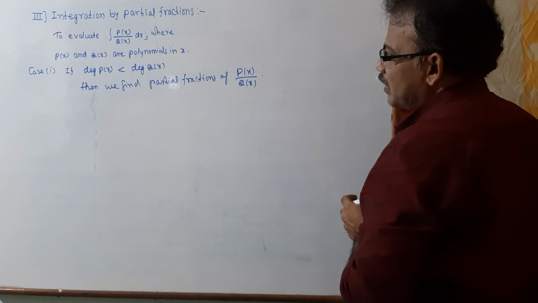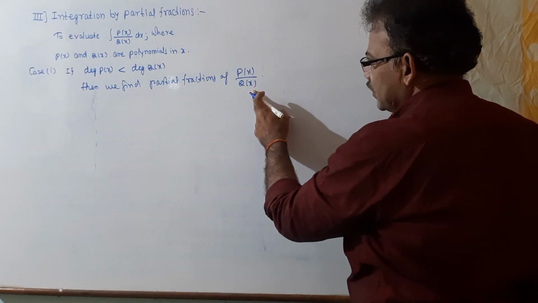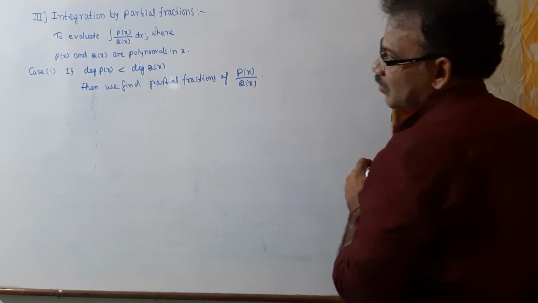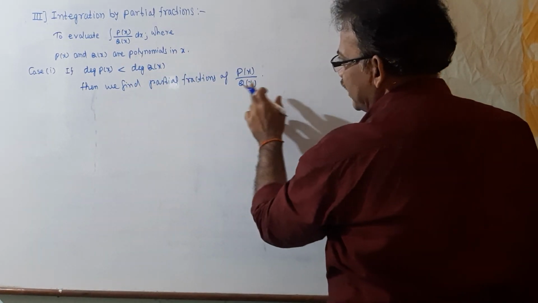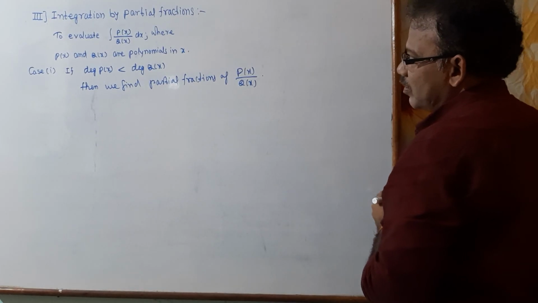So what is meant by partial fractions of p of x divided by q of x? We will see later on. First, only understand that when the degree of the numerator is less than the degree of the denominator, we have to find the partial fractions of p of x divided by q of x.